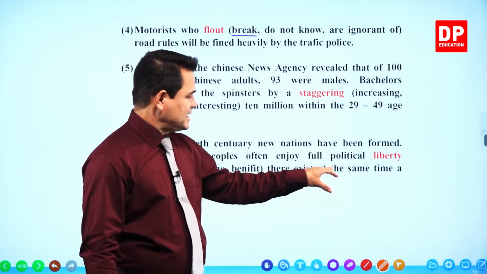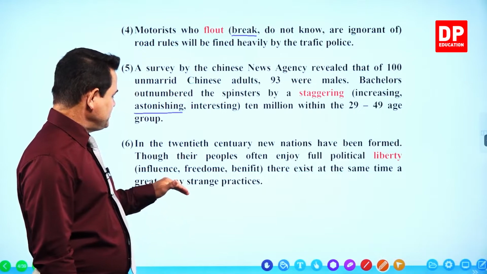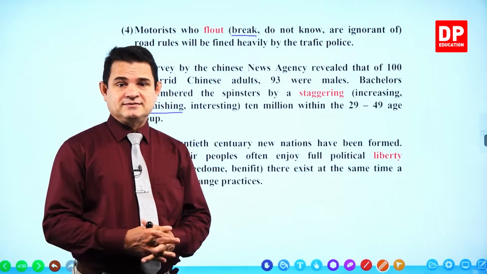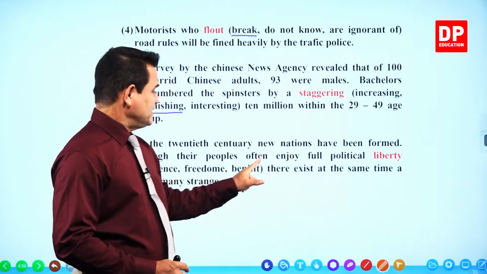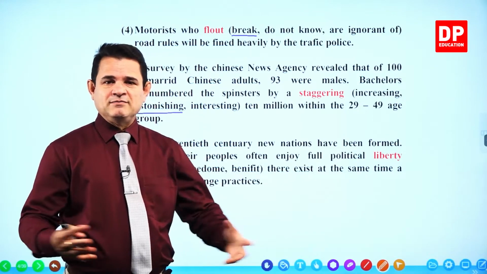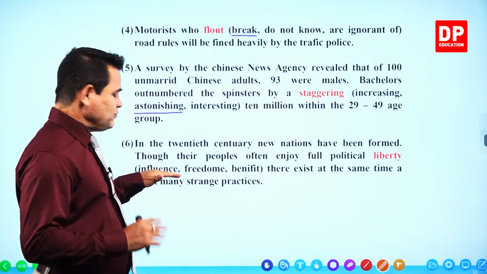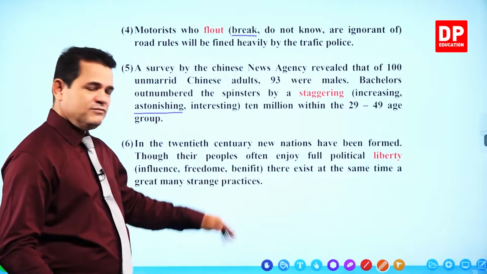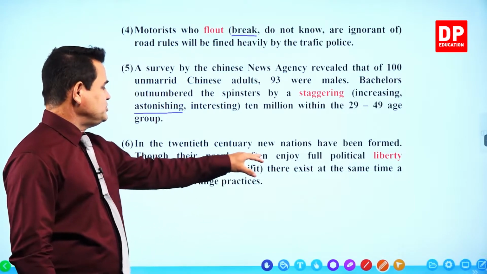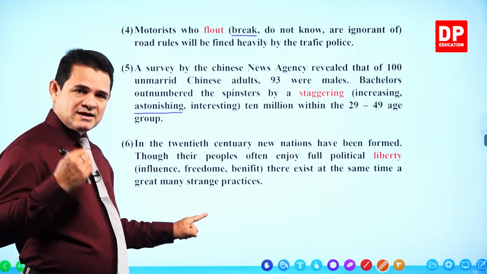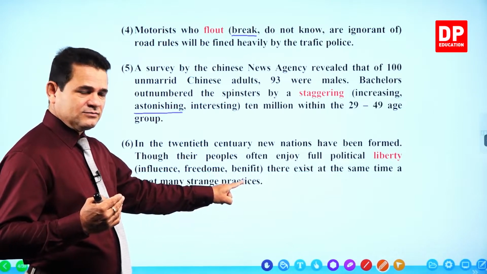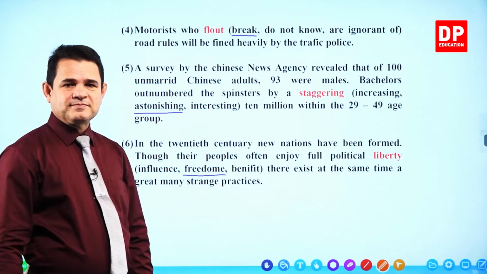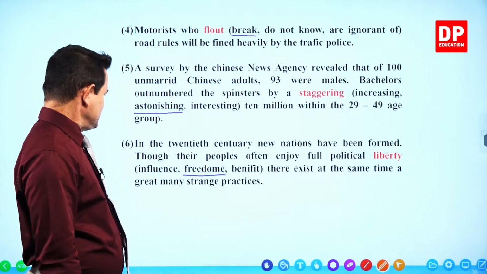There exist at the same time a great many strange practices. Great many strange practices. So what does then their potential liberty? Liberty means what? Influence, බලපෑම් ඇති කරන. Freedom නිදහස. Benefit වාසි. So actually here they enjoy what? බලපෑම් ඇති කිරීමක් අපි enjoy කරන්නේ නැහැනේ. Benefit වලට තමයි freedom. Actually liberty means freedom. Right.